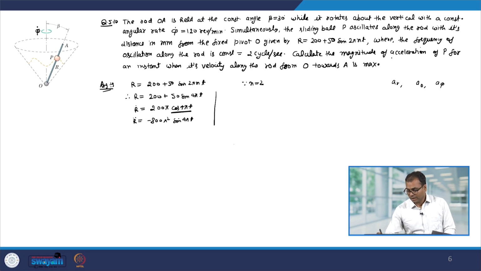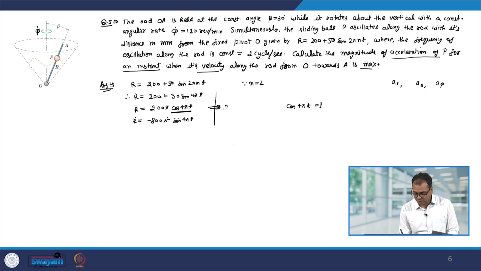Now, we have to find out the acceleration of point P for an instant when the velocity is maxima. So, velocity maxima means r dot has to be maxima and it can be maxima if cos 4 pi t is equal to 1. Therefore, r dot will be 200 pi, and if cos 4 pi t equal to 1, then sin 4 pi t will be 0. Therefore, r double dot will be 0 and r will be 200.